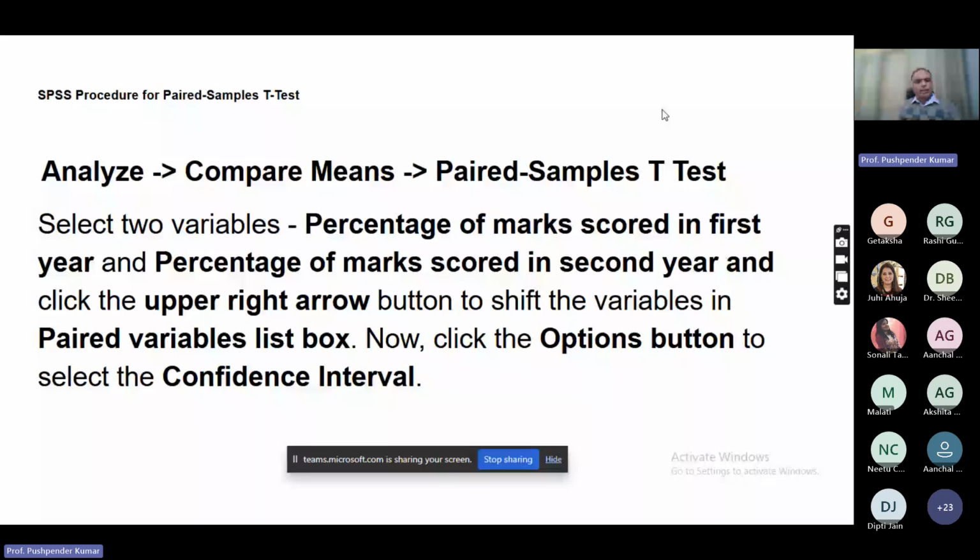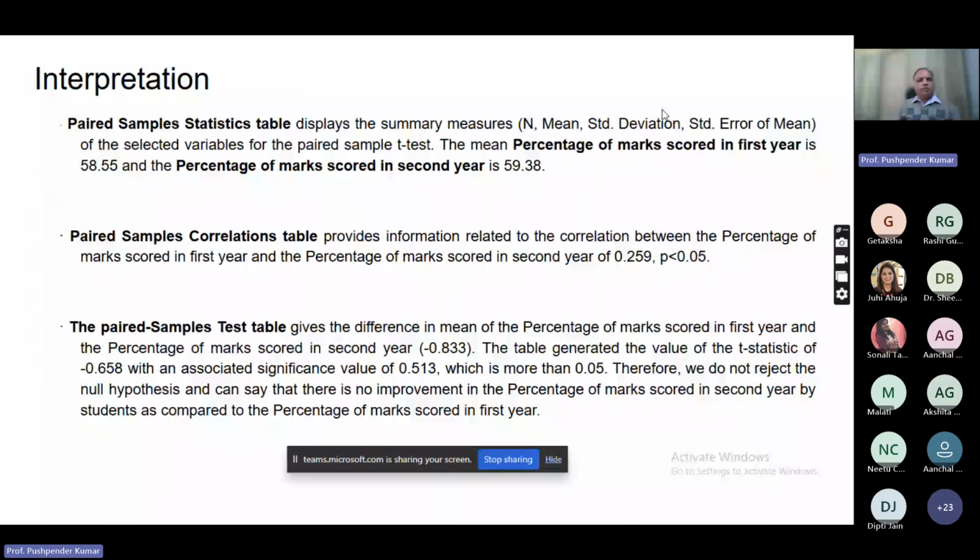If you see in SPSS, this would be the command. Select two variables, percentage of marks scored in the first year and percentage of marks in the second year, right? And you're going to get the result also. Interpretation: the first will remain the same, the descriptive statistics. But the important one would be the third table. Here the paired samples t-test gives the difference. I'm not reading it for you. Read it and tell me, should I reject the null hypothesis or not?